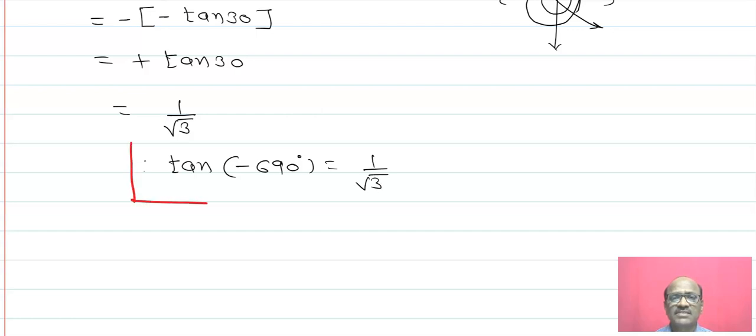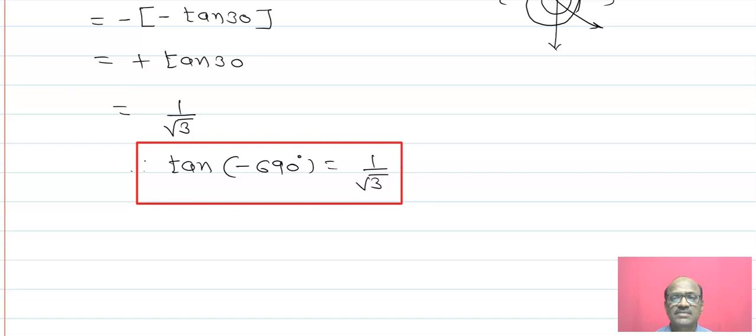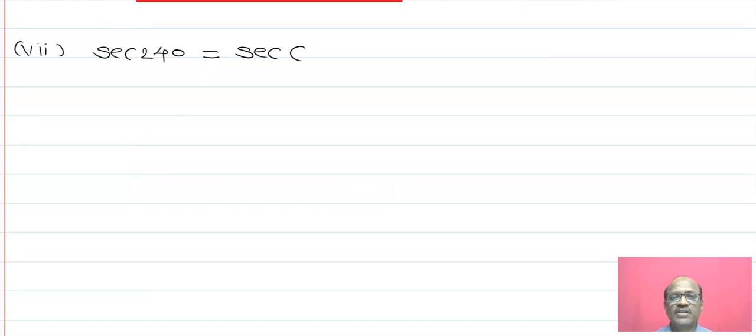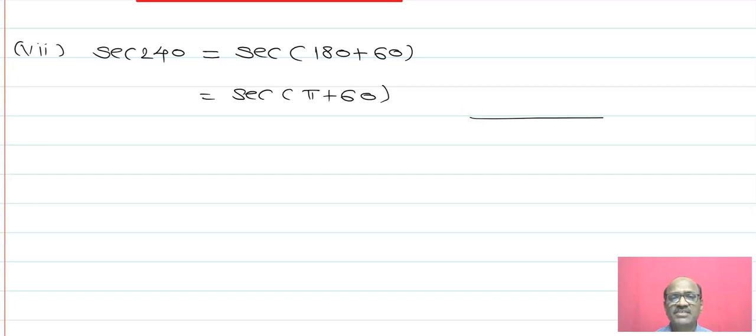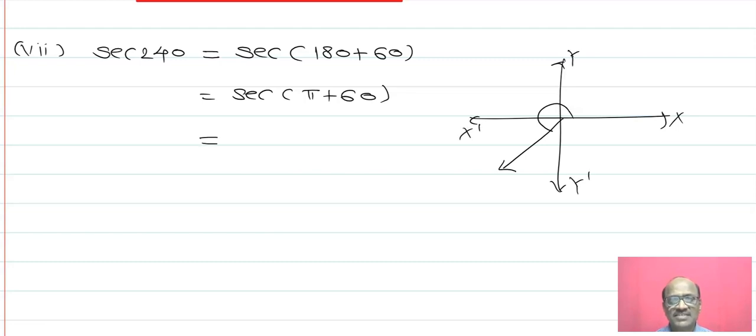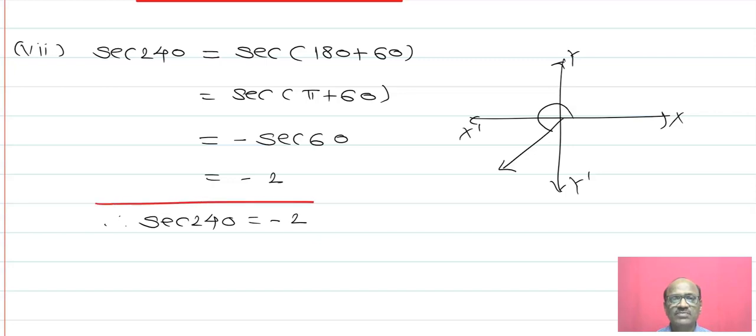Now the next, sec of 240. And again it is written as 180 plus 60. It means pi plus 60. The function remains as it is. It goes in the third quadrant. In the third quadrant cos is negative, in the same way sec is also negative. Therefore it is minus sec 60. And the value of sec 60 is 2. Therefore it is minus 2. Therefore sec of 240 is equal to minus 2.